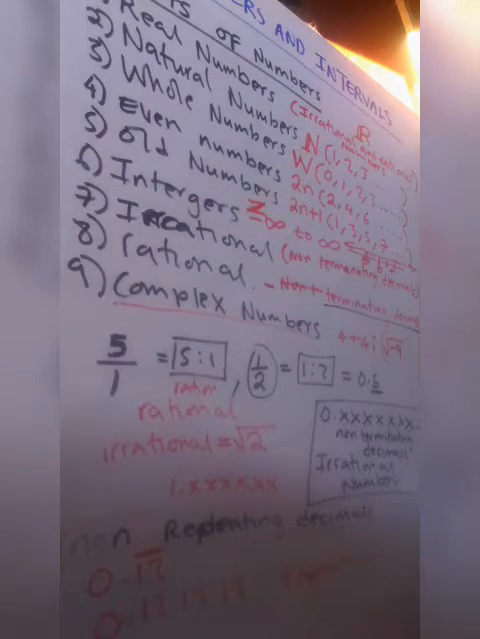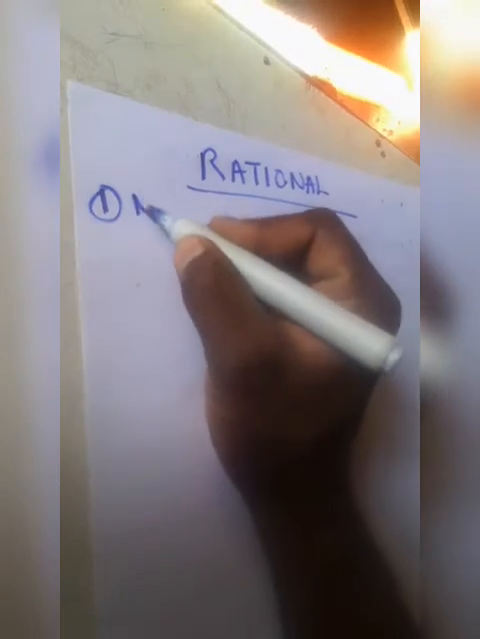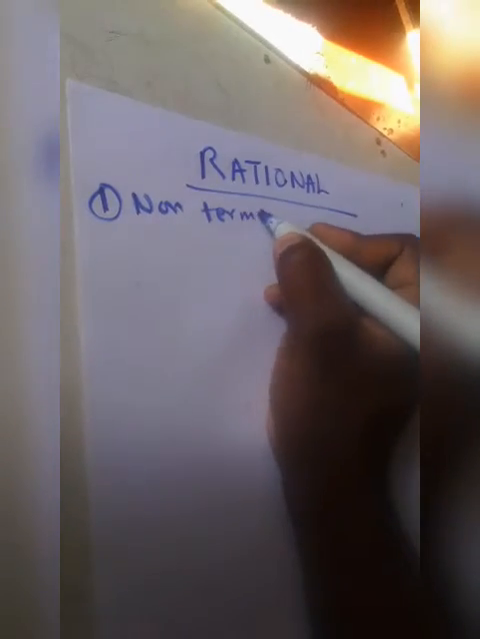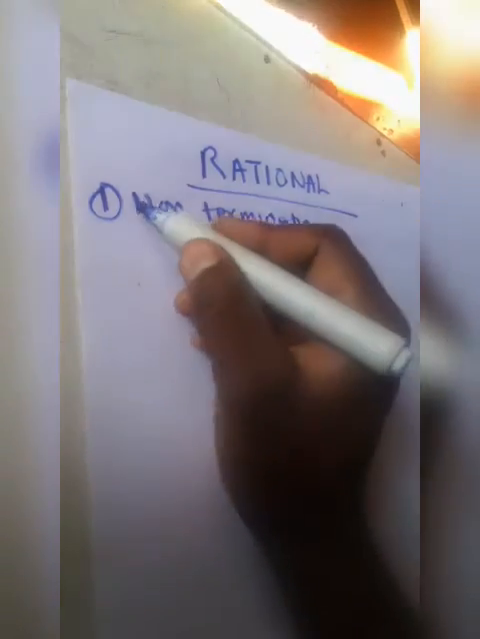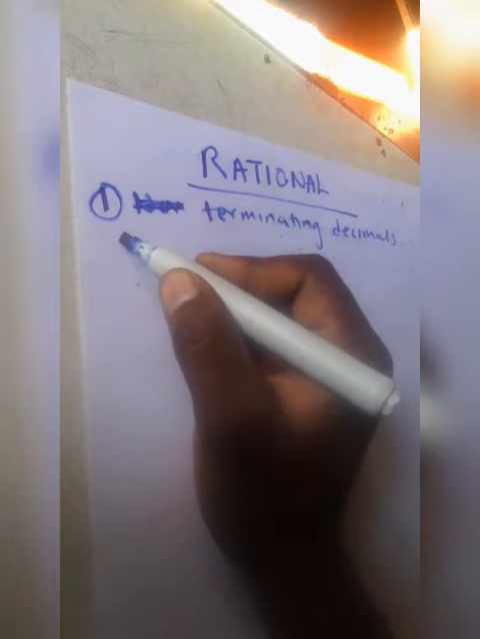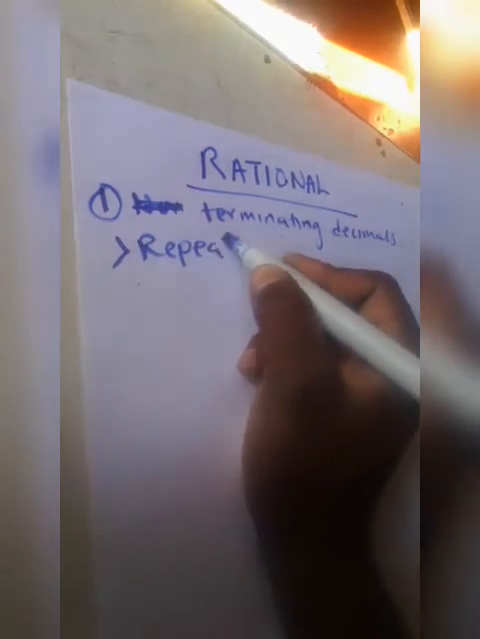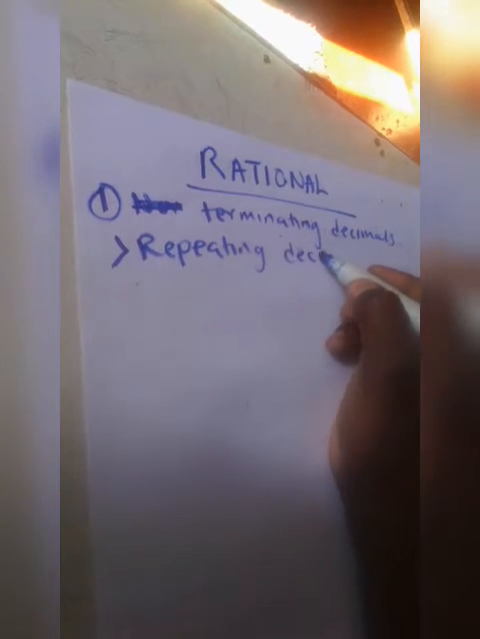Yes. Let's proceed to rational numbers. Rational numbers, just like I explained earlier, have terminating decimals. Secondly, they have repeating decimals.